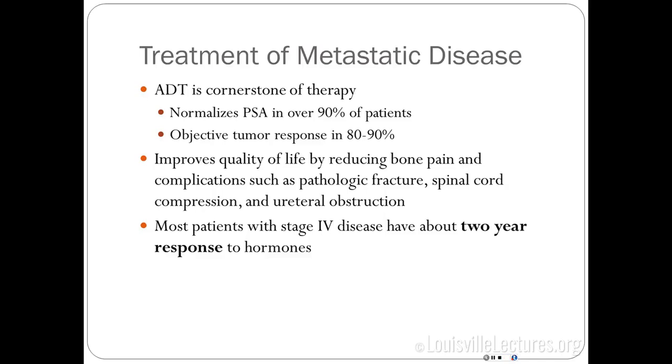If somebody's in the hospital and they're presenting with really obstructive symptoms, either spinal cord compression from bony metastases or urinary obstruction, and you need to get their PSA down quickly, consulting urology for an orchiectomy is actually the best way to go. Okay.